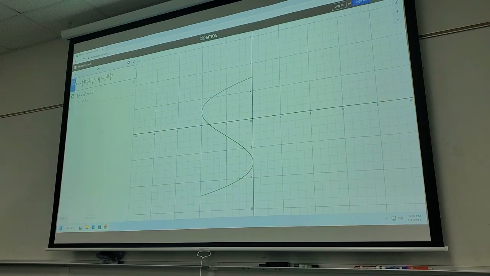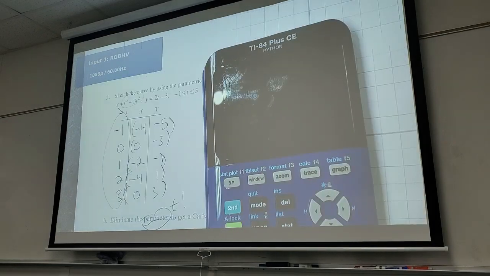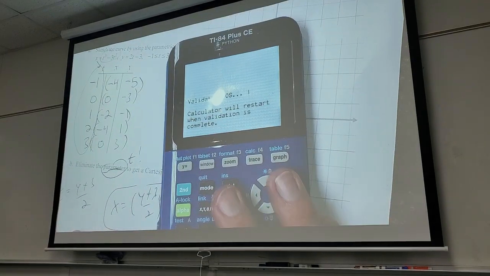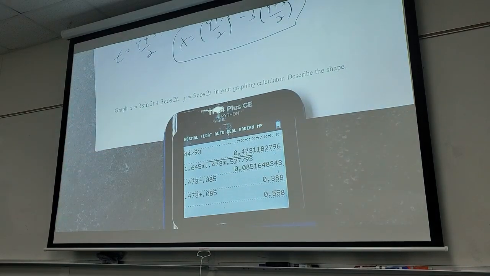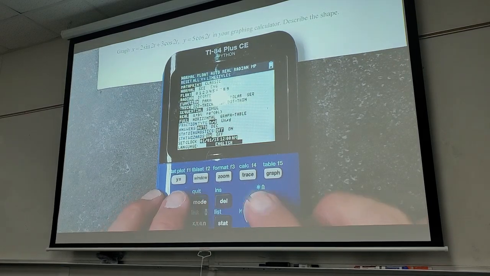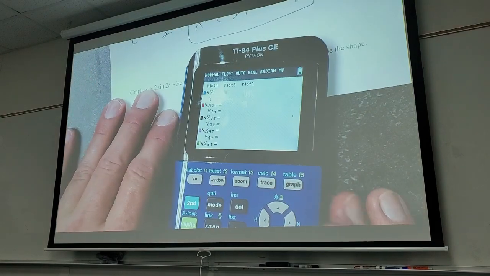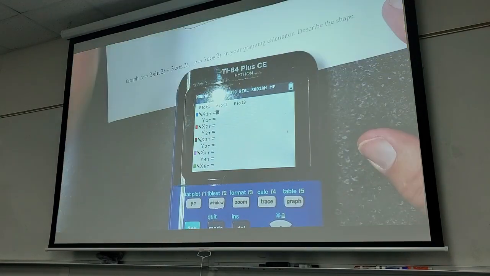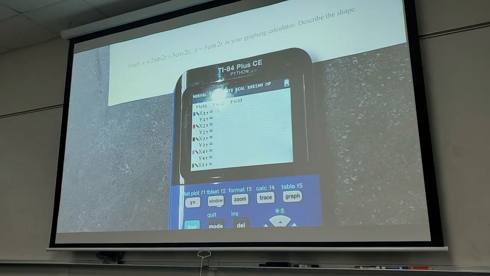So if I want to put this in, I go to mode, and I change to parametric. And then I got that set up. And now I can put in there x equals 2. So go ahead and do this. I'm going to sort of put it in, but I'm going to let you guys put it in and hit enter and see what happens.